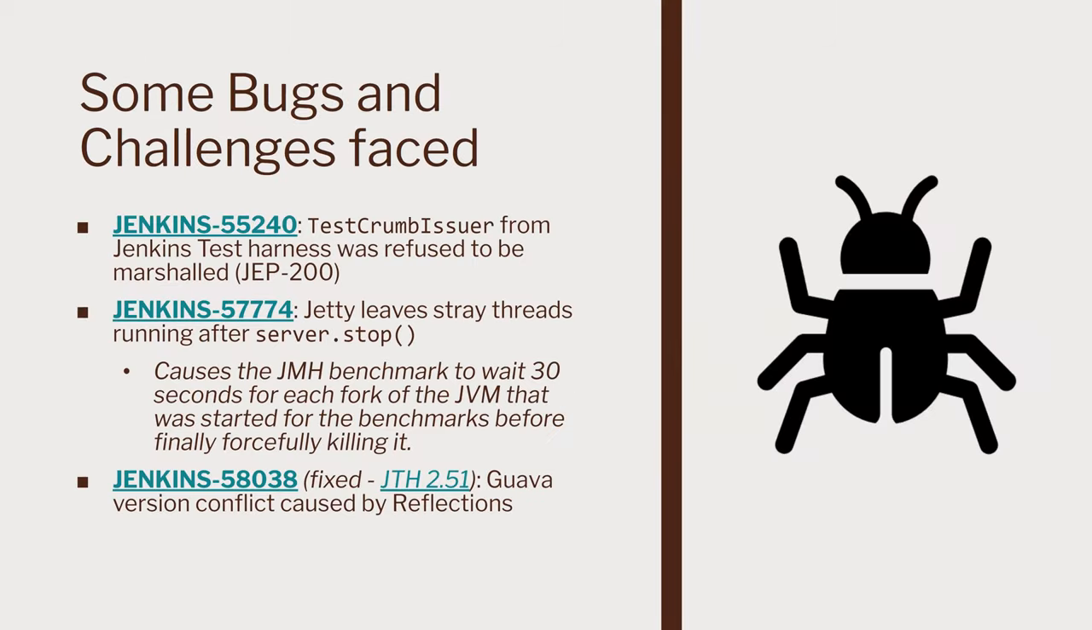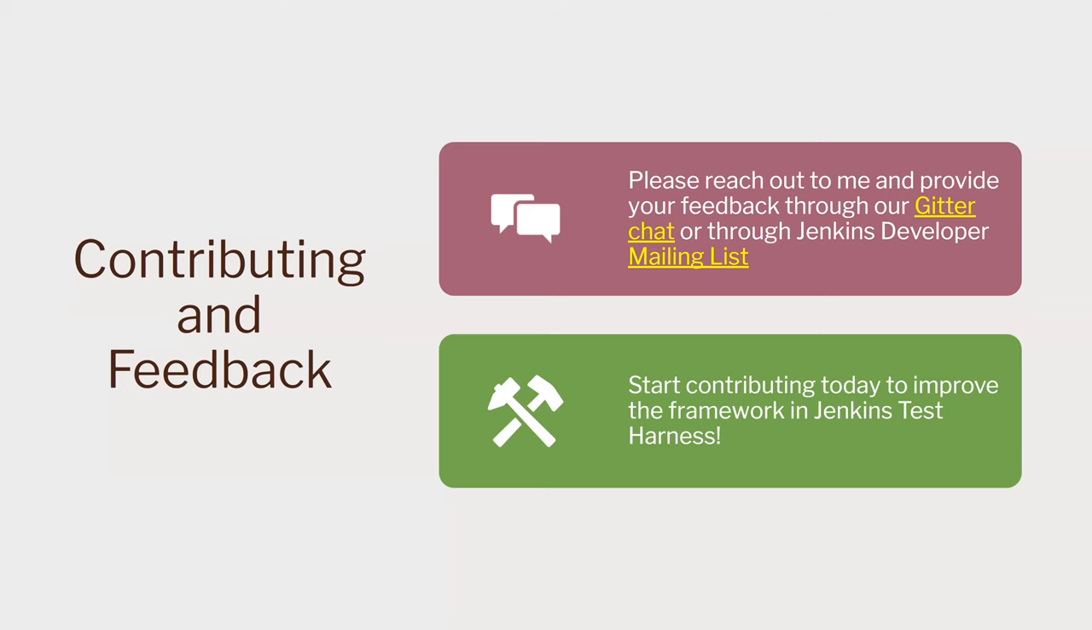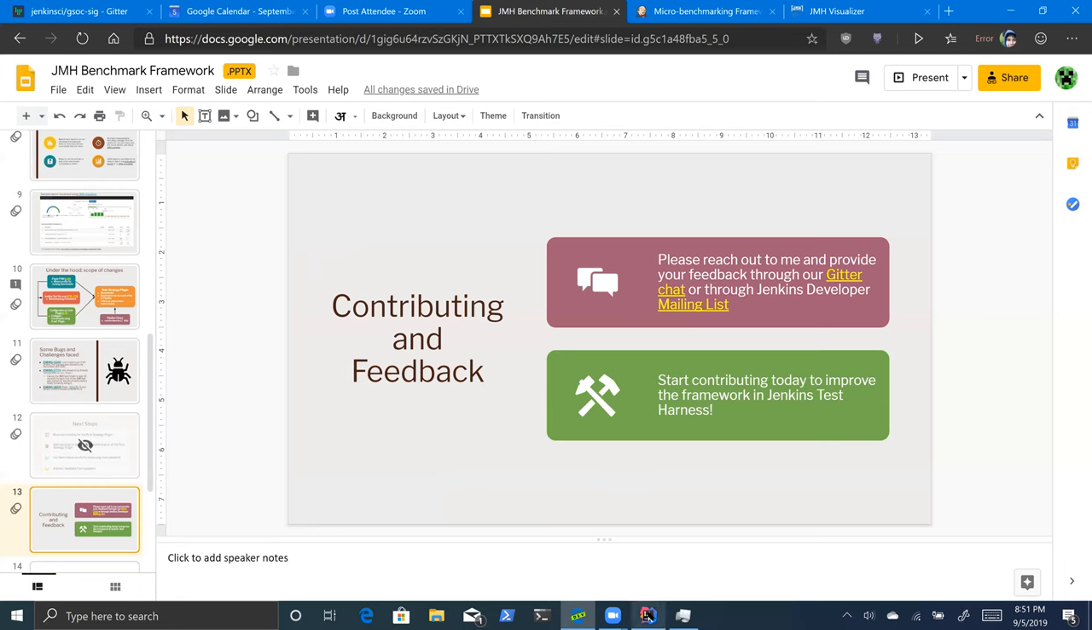There were some bugs and challenges that I faced. The first one was that a test SCM issuer from Jenkins Test Harness was refused to be marshaled. The other thing was Jetty, which was running the Jenkins instance for tests, would leave stray threads running after the server was stopped. So this caused the JMH benchmarks to wait 30 seconds for every fork of the JVM, after which it was forcefully killed. There were other issues like version conflicts with Guava, and these were fixed in Jenkins Test Harness 2.51. So if you want to contribute, before that, I'll just show you how to run the benchmarks locally.